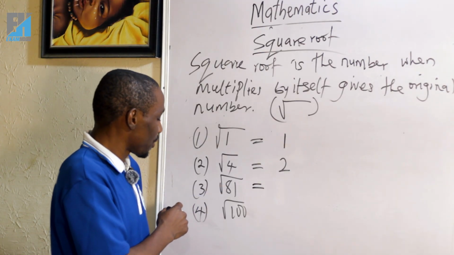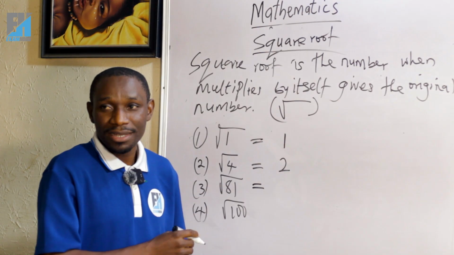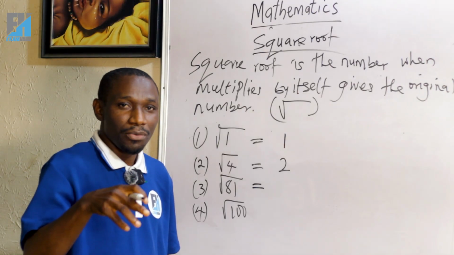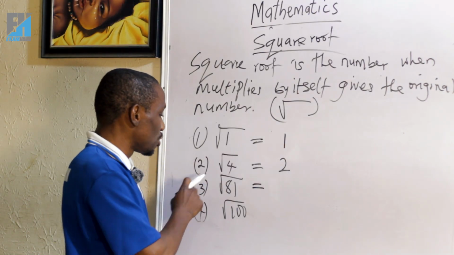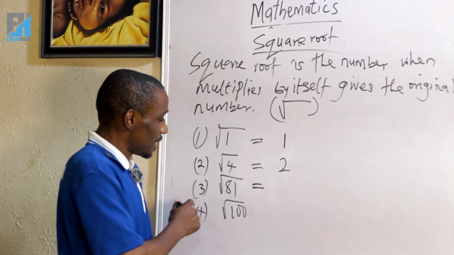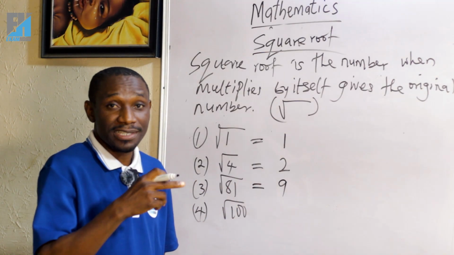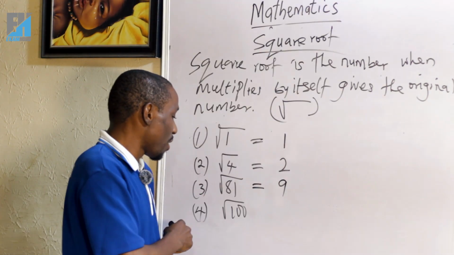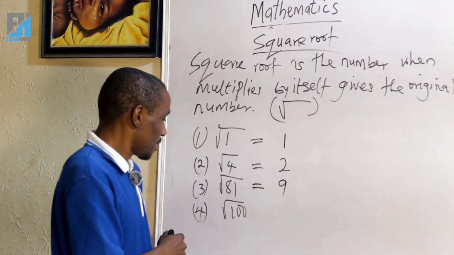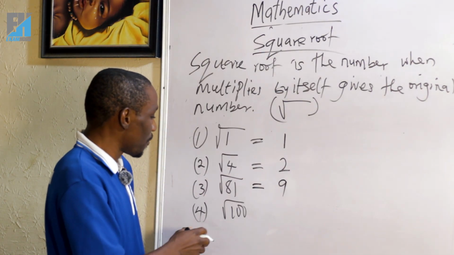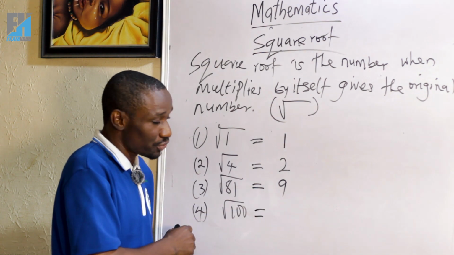Next one, number 3, what is the square root of 81? It means, what is that number when multiplied by itself will give you 81? Let's say the number is 9, because 9 multiplied by itself will give you 81. 9 times 9 will give you 81.